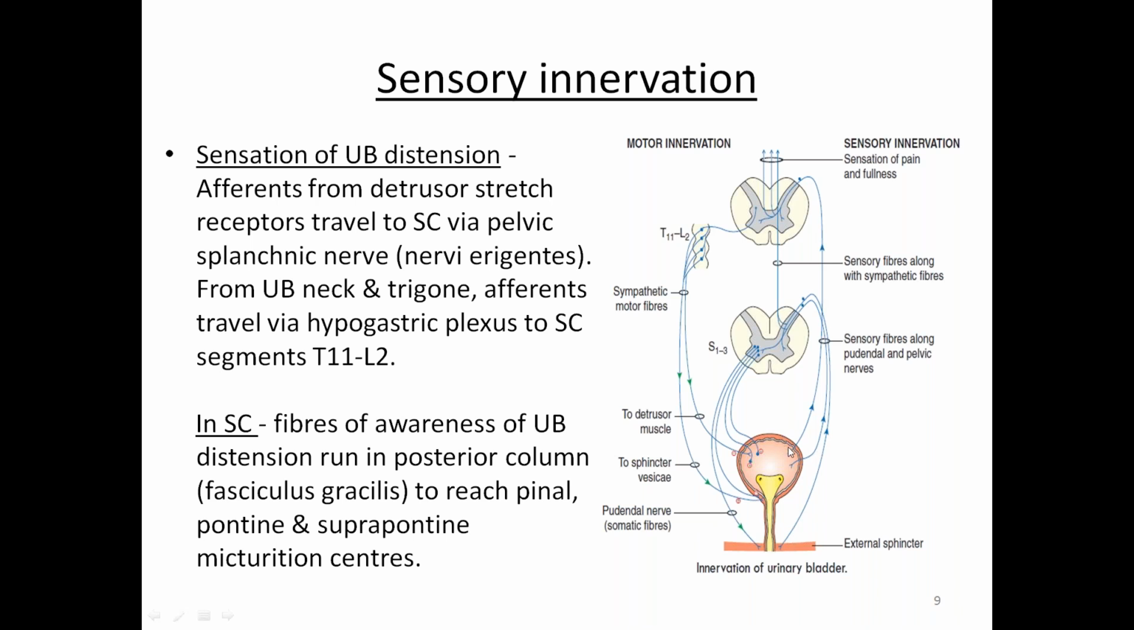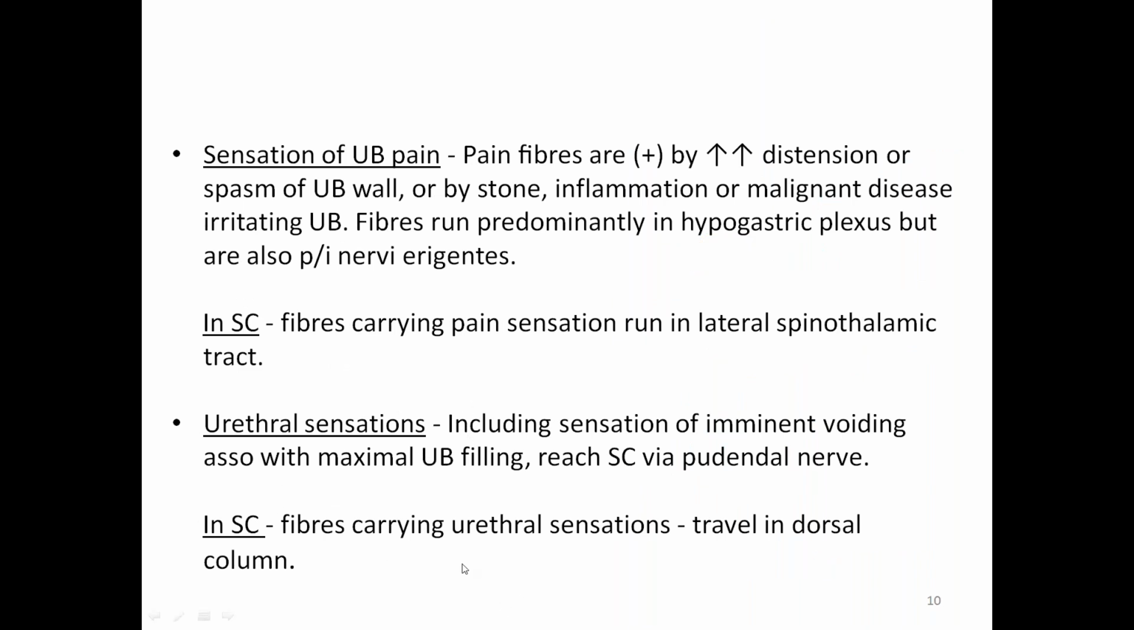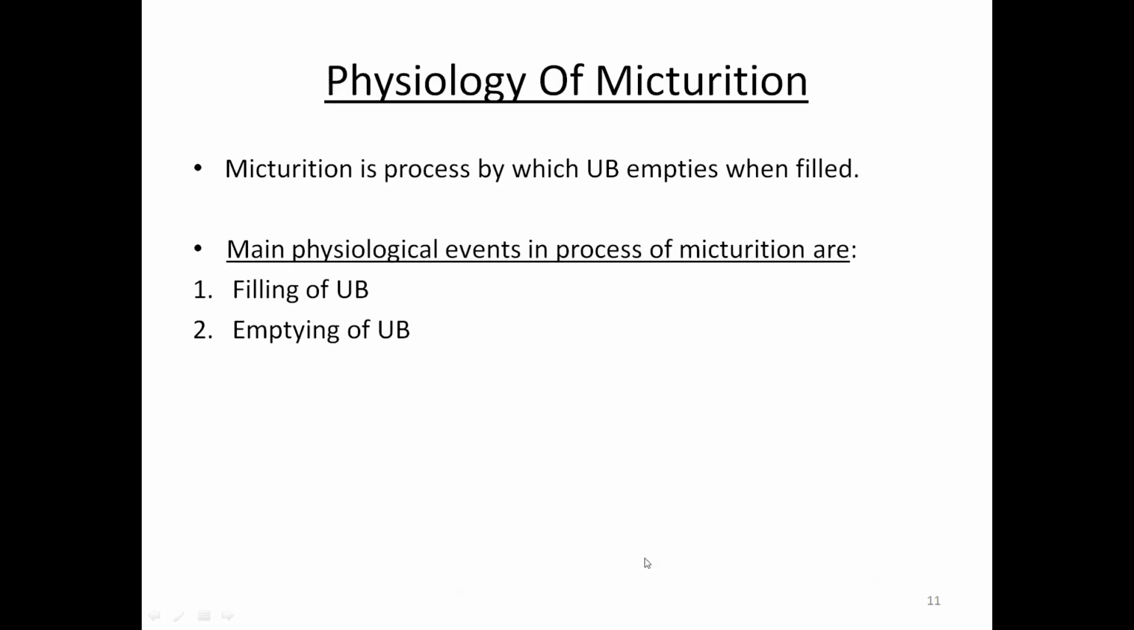So basically most of your sensations are being carried up through either your nervi erigentes or your pudendal nerves. Then they travel through the hypogastric plexus and further up to the higher centers, which are different for each sensation. In the spinal cord, the fibers carrying urethral sensations travel in the dorsal column. So I hope the sensory innervation is clear.